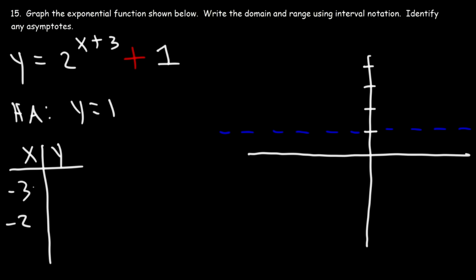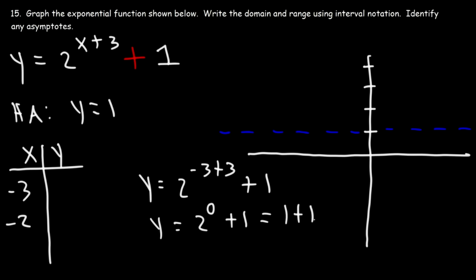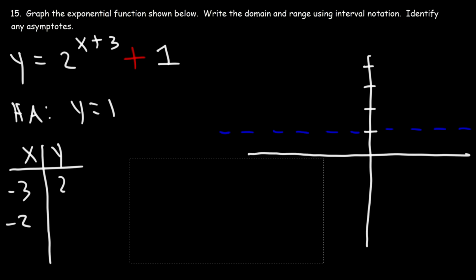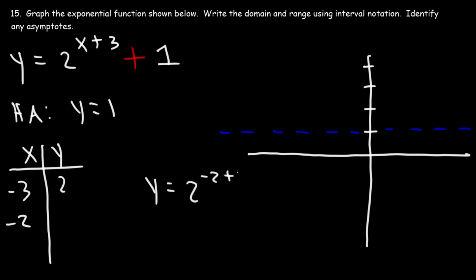Now what we need to do is plug in these values to get the y value. So let's start with negative 3. Negative 3 plus 3 is 0. Anything raised to the 0 power is 1. And 1 plus 1 is 2. Now, let's replace x with negative 2. Negative 2 plus 3 is 1. 2 to the first power is 2. 2 plus 1 is 3.